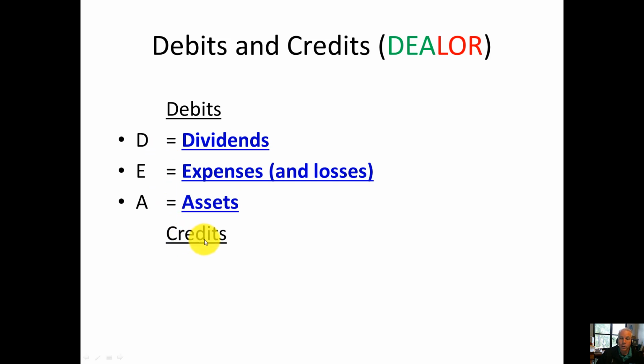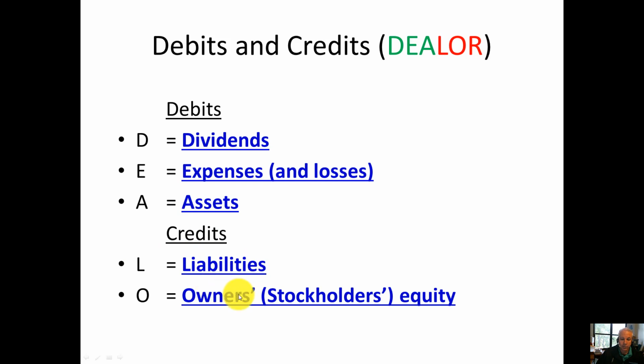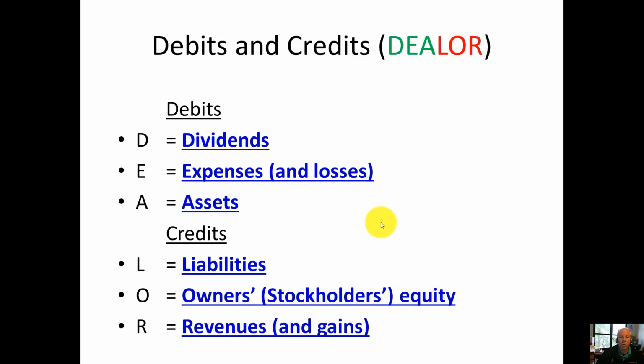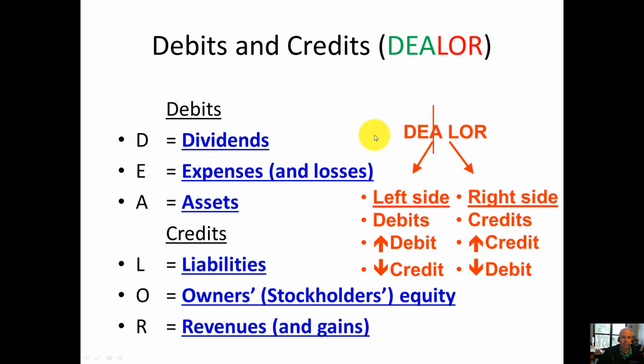Your credits are your liabilities, the L in DEALER. The O stands for owners or stockholders' equity. And the R stands for revenues and gains. So again, DEA are your debits. These are the only 6 types of accounts that you'll deal with in DEALER. So all transactions will involve either affecting a dividend, an expense, some type of asset, some type of liability, some stockholders' equity account, or some type of revenue.